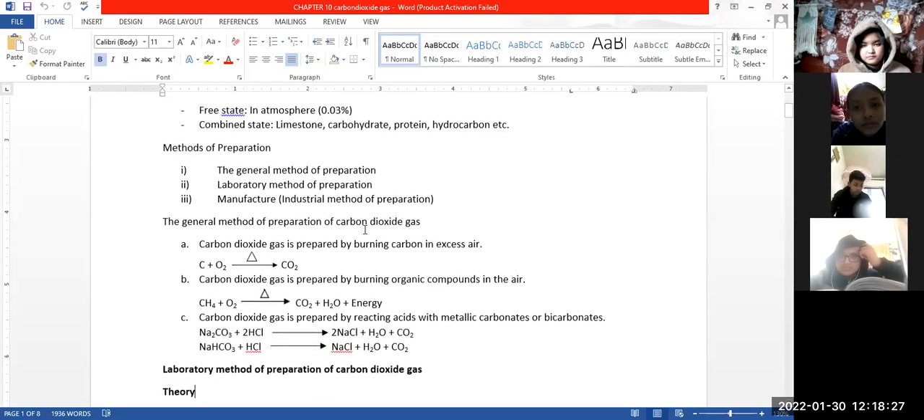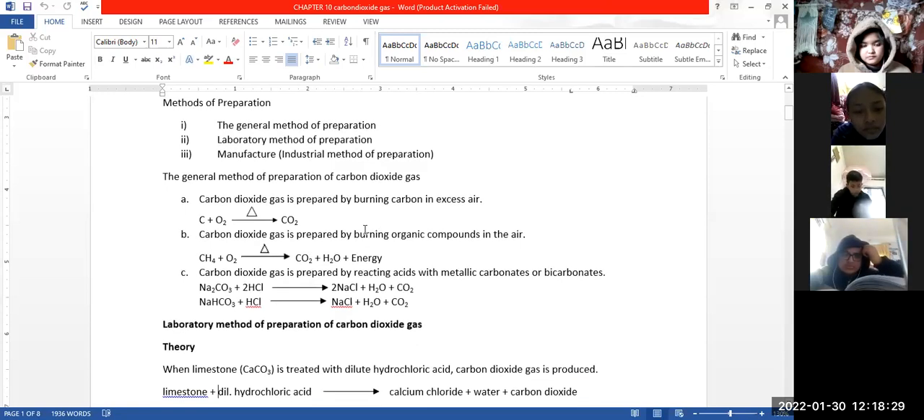Next, carbon dioxide gas is prepared by reacting acids with metallic carbonates or bicarbonates. When acids react with metallic carbonates or metallic bicarbonates, they react with each other and produce salt, water, and carbon dioxide. The product is the same: salt, water, and carbon dioxide. Here, Na2CO3 is sodium carbonate. Sodium carbonate plus HCl, hydrochloric acid, gives NaCl, sodium chloride, plus water plus carbon dioxide.